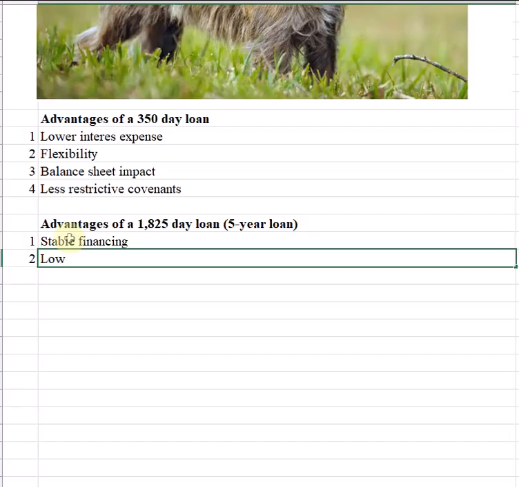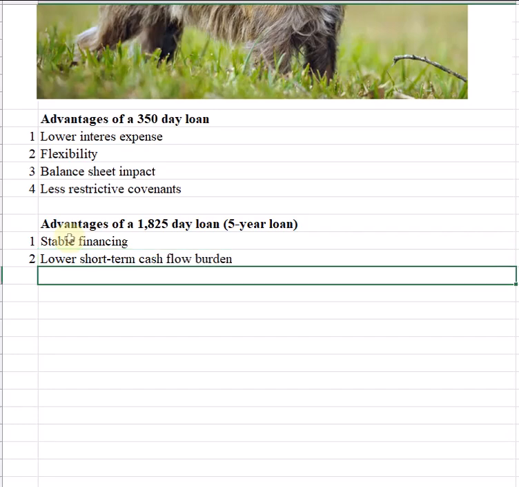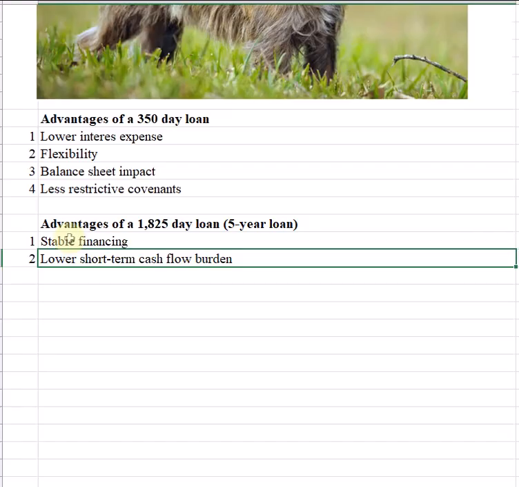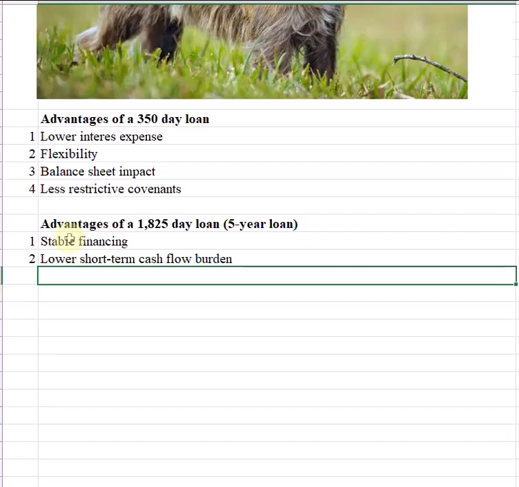Now, it also has a lower short-term cash flow burden. This means that the payments are spread over 5 years. The company has more time to generate revenue to support repayment. Now, this assumes that we're paying the loan back over 5 years, like a certain amount to be paid over 5 years, but that's not indicated here. It could be that we get to borrow the money and we don't have to pay it all back for 5 years. But of course, that gives us 5 years to build up a cash reserve that we could use to pay it back, right? So there's an advantage there. Lower short-term cash flow burden.